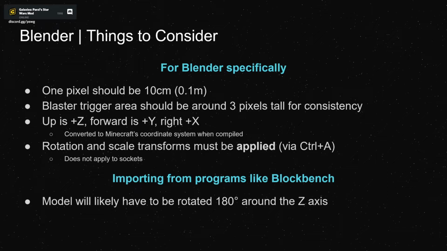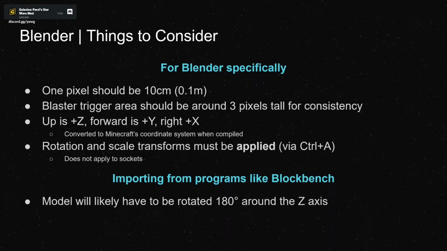So this is kind of nitpicky. Some of the things that you might want to consider when you're making your model, and this is stuff that you can review on your own time. I'm not going to really hammer it home here. But in Blender, each pixel should be 0.1 meters, so 10 centimeters.